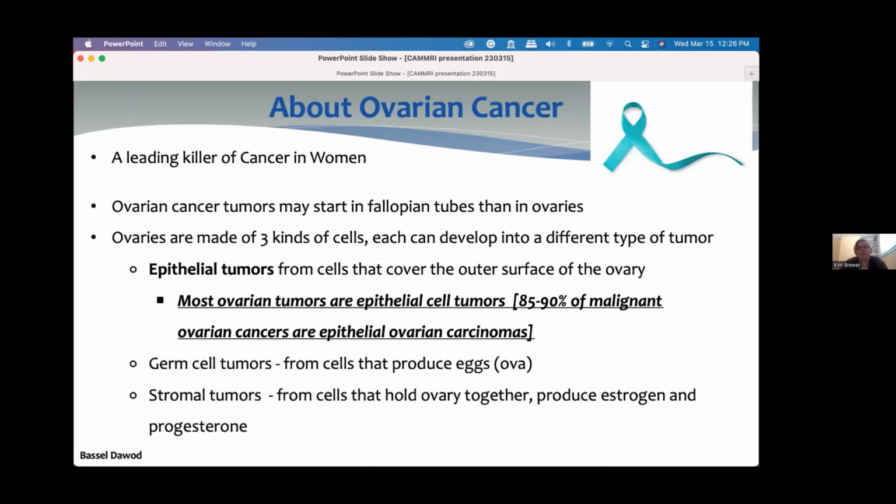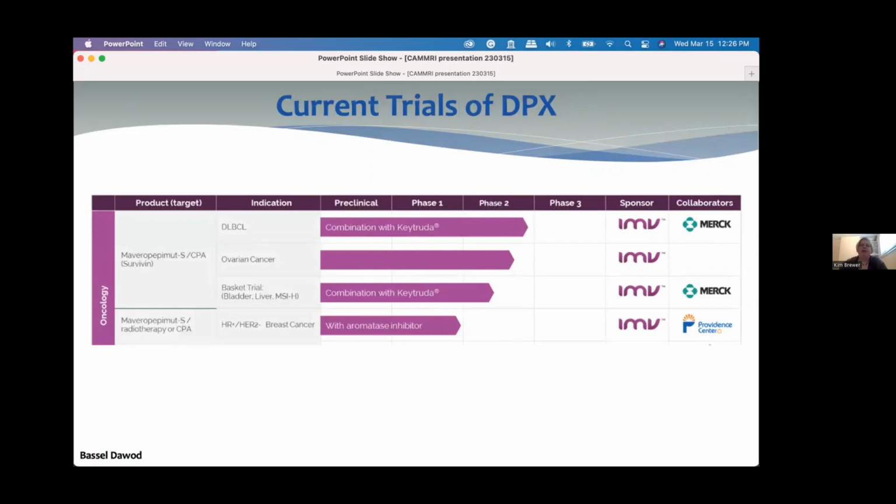Unfortunately, they're the most malignant generally as well. And so the model that we're using is an epithelial cell tumor. Part of the reason we're using this model is because we did this in partnership with DPX, or IMV, who makes DPX, and they're actually testing it in clinical trials. So one of the things we wanted to do is replicate some of the early clinical trials to see if we get similar results, and specifically see if we can explain some of the anecdotal findings that they're seeing.